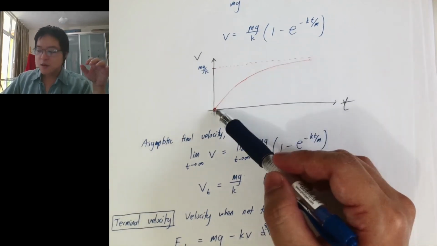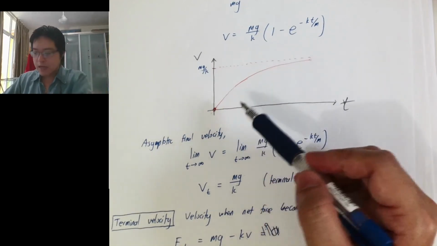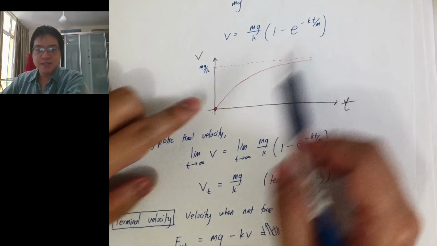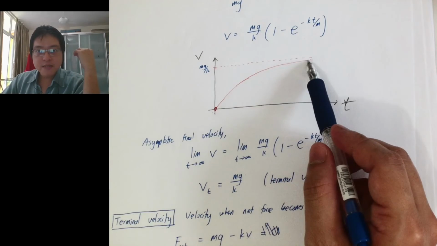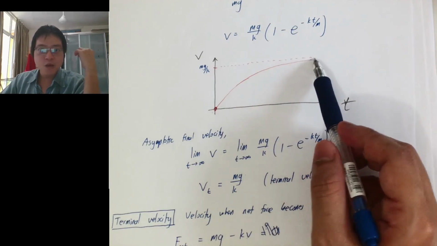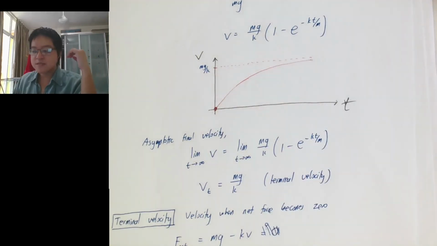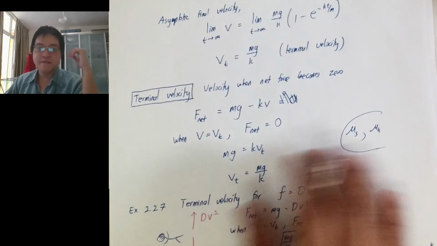Over here your speed starts from 0. This is referring to this case. Speed starts from 0, it will go faster and faster, but it can never go faster than this speed. This is the terminal, that's why I call it the terminal velocity.